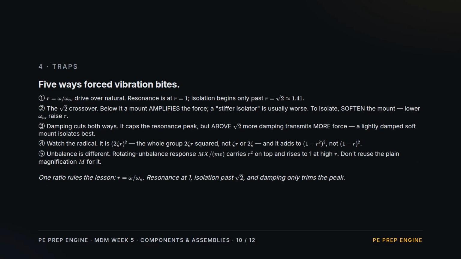Traps. 5 ways this bites. 1. R is drive over natural. Resonance at 1, isolation only past root 2. 2. Below that crossover a mount amplifies, so stiffer is usually worse, soften to isolate. 3. Damping caps the resonance peak, but hurts isolation above root 2. 4. It is the whole group 2 zeta R squared, added to 1 minus R squared squared, not R. 5. Rotating unbalance carries an R squared on top, so don't reuse the plain magnification factor for it.